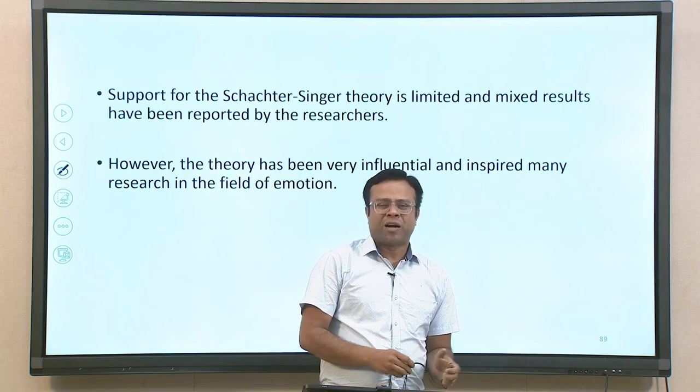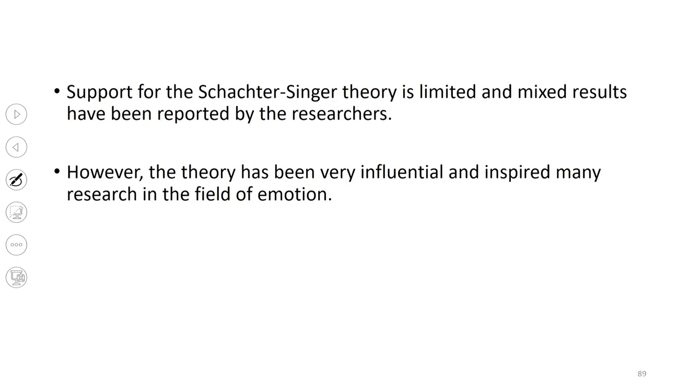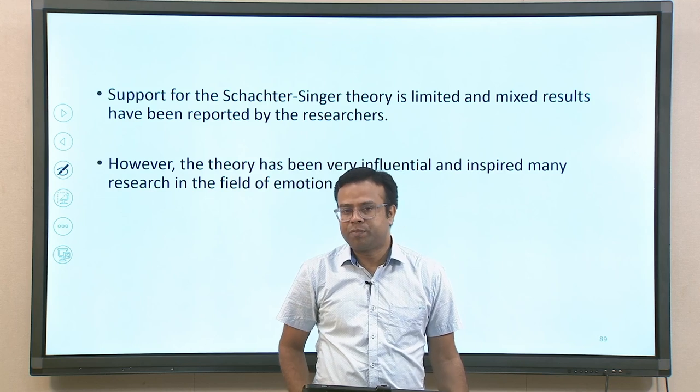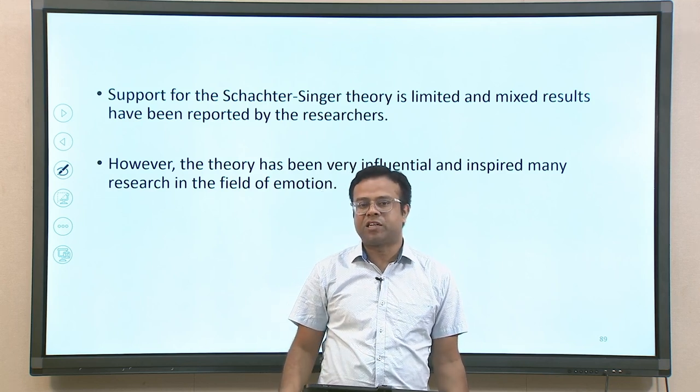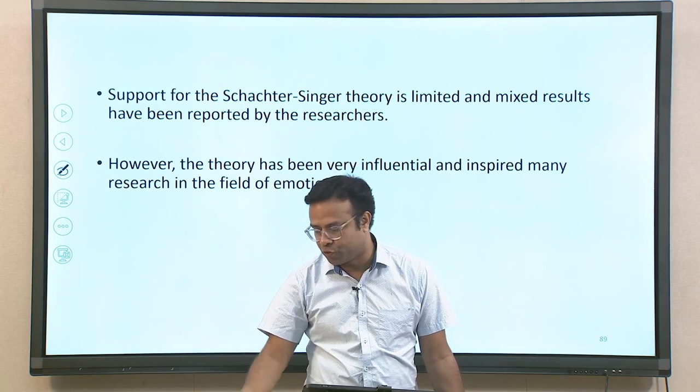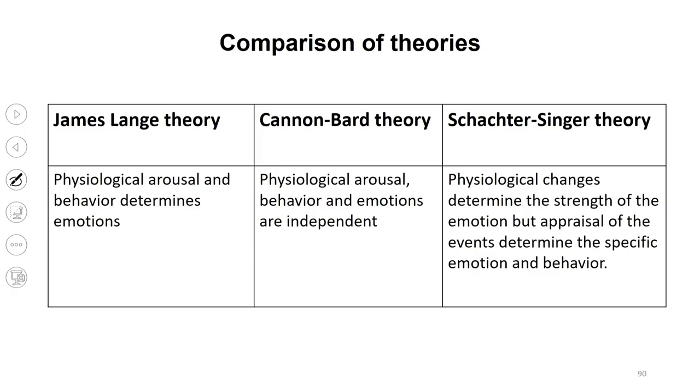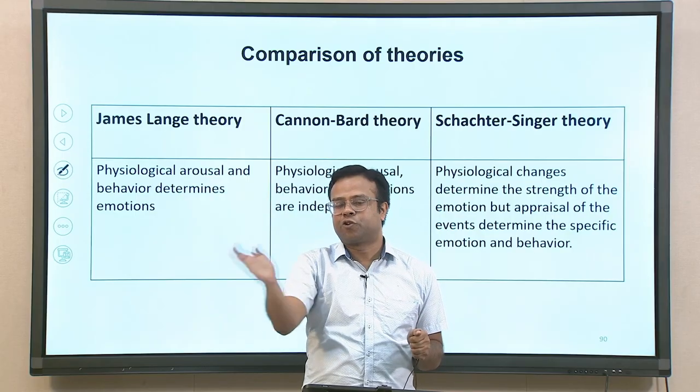Obviously, later research did not find a lot of evidence. The evidence was mixed: some found it, some did not. But it shows this theory contributed in terms of the role of cognitive interpretation in emotions. This theory has been influential and inspired much research in the field of emotion, particularly in the cognitive theories of emotion. So, if you compare these three theories, because we have talked about a lot of ideas in these theories, let us summarize so that we can clearly distinguish the basic ideas of each theory.